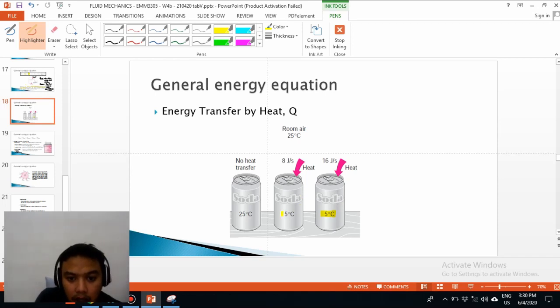For example, if the temperature is 15 degrees Celsius, the energy needed to reach room temperature is about 8 joules per second. This means that the lower the temperature of the soda tin, the higher the energy that needs to be supplied in order to reach the room temperature. At the end, the soda tin has the same temperature as the room. At this moment, there is no heat transfer.